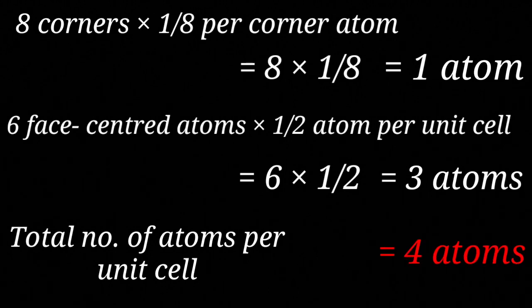So in FCC there are 4 atoms, in BCC there are 2 atoms, and in the primitive cubic unit cell there is only 1 atom. And these three you should know by heart. The primitive, that is simple cubic unit cell, has only 1 atom, BCC has 2 atoms, and FCC has 4 atoms.